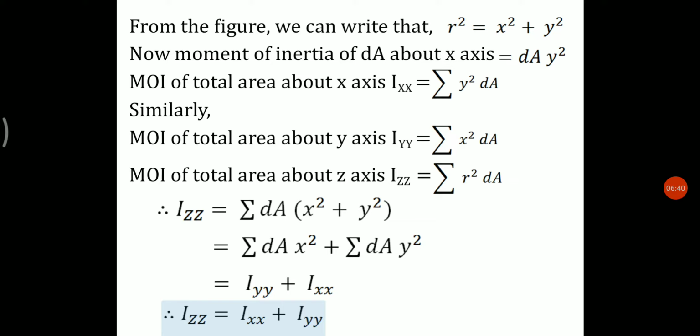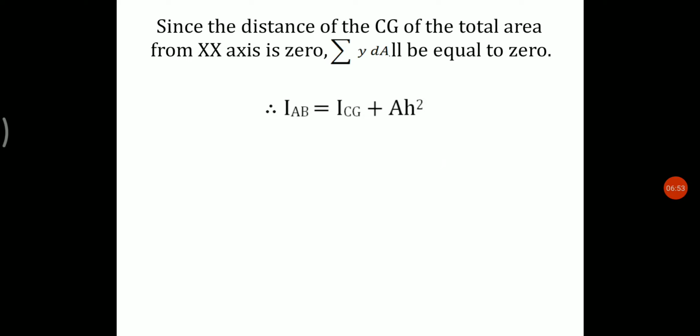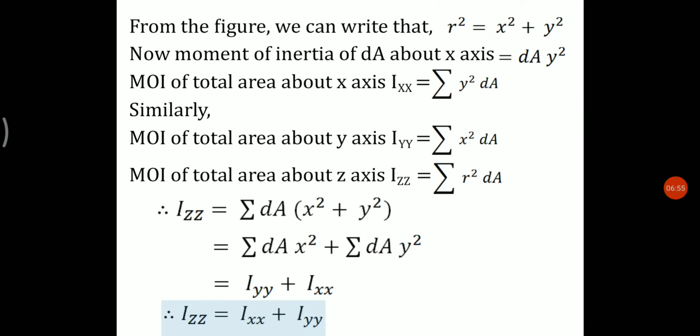r square into dA. Now substituting the values for Ixx, Iyy, we can say that Izz is equal to summation of dA into x square plus summation of dA into y square, and also again substituting that back, we can say that Izz is equal to Ixx plus Iyy. This is perpendicular axis theorem.